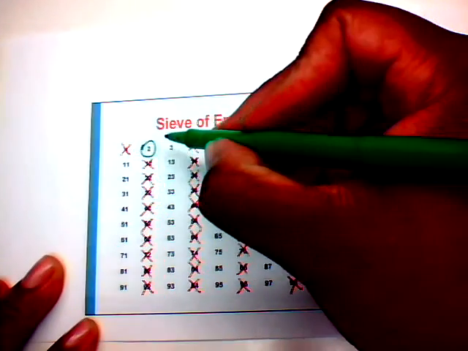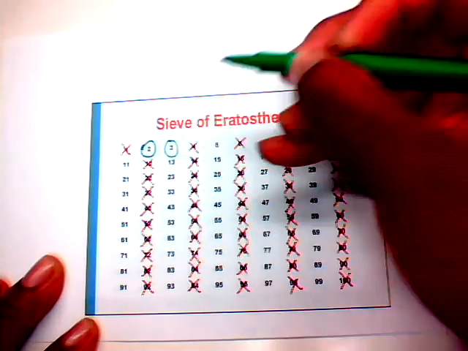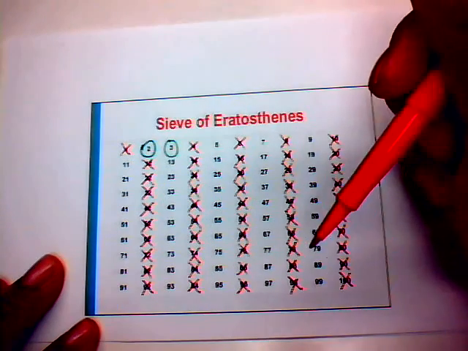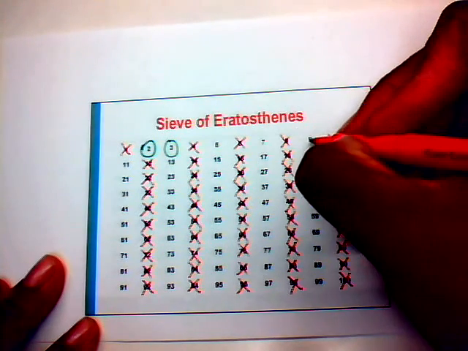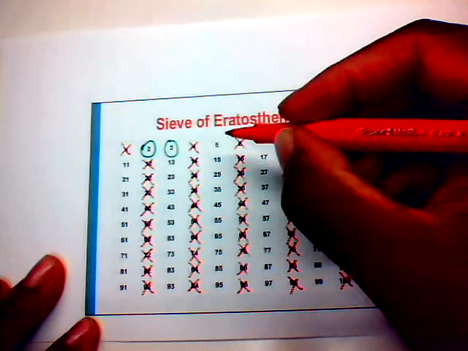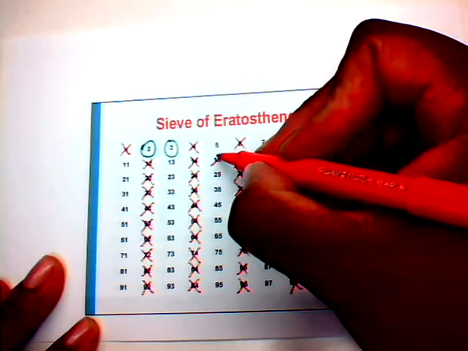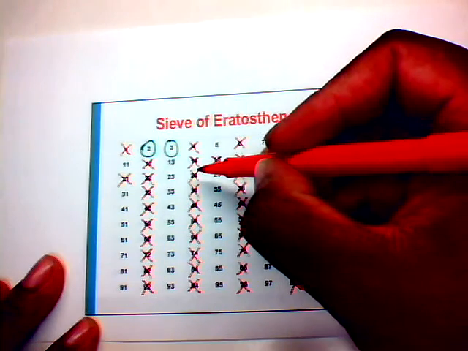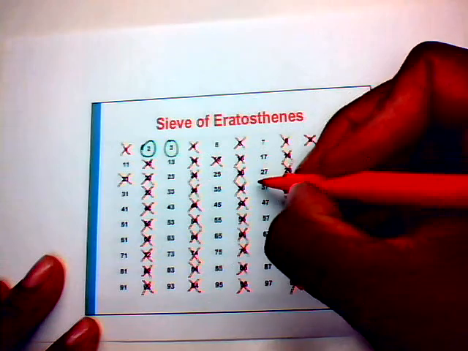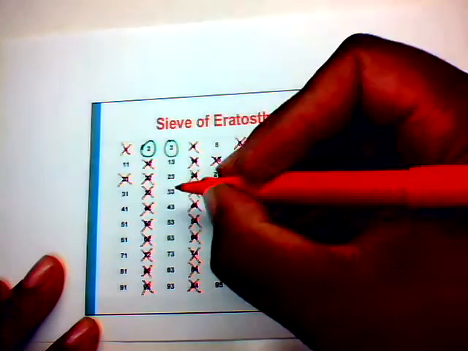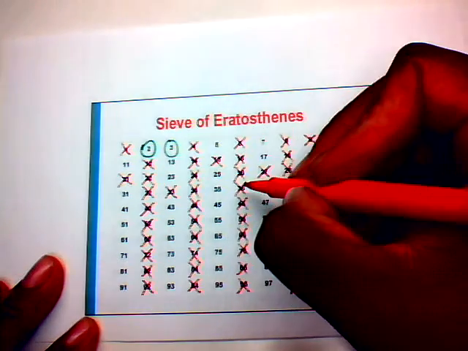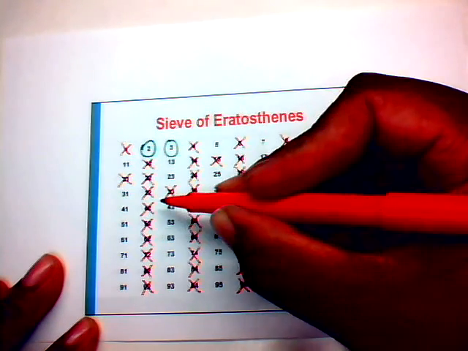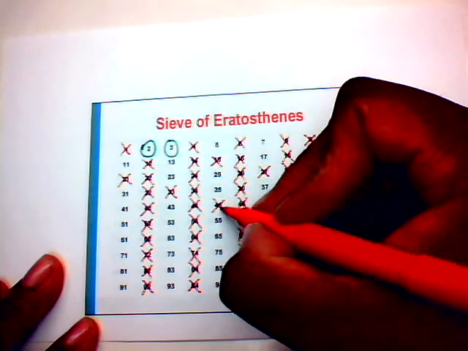All right, next we're going to circle the next number that's not crossed out. That's a 3. All numbers that are divisible by 3 are crossed out. So we see a 9 can be crossed out. 12 is already gone. 15 can be crossed out. 18 is crossed out. We can cross out 21. 24 is gone. 27 can be crossed out. 30 is gone. 33 can be crossed out. 39 can be crossed out. It's divisible by 3. 42 is already crossed out. 45 can be crossed out.